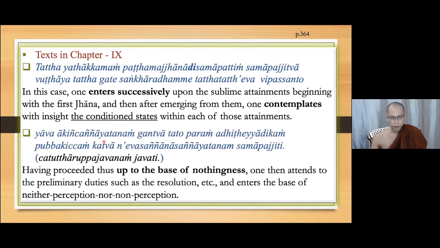Okay, before he comes here, yava akincannayatana. So yava akincannayatana. Here, akincannayatana refers to the third immaterial jhana. So he enters the jhanas from the beginning with the first jhana up to the base of nothingness, which is the third immaterial jhana, the second highest. So he enters the base of nothingness.